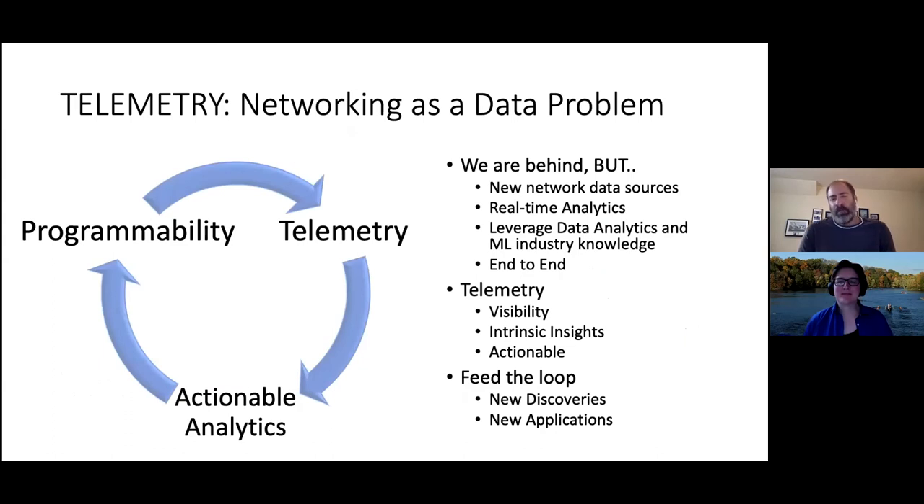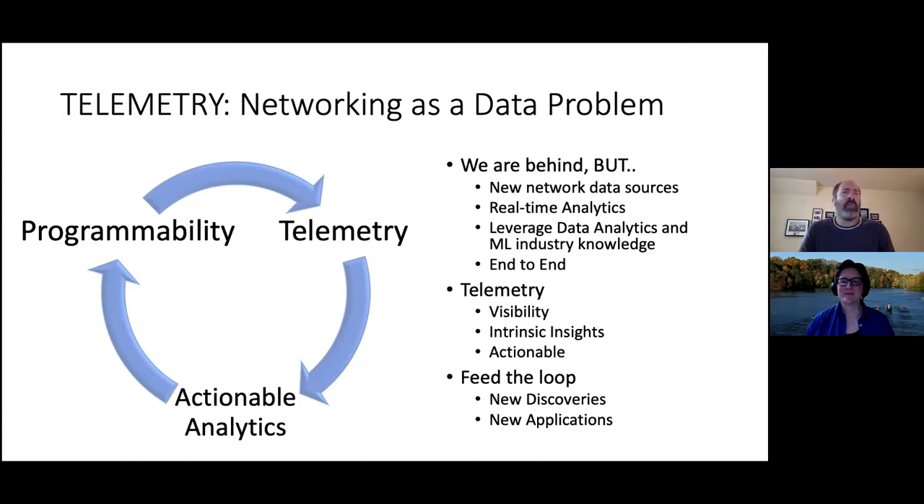So we're falling behind from a networking perspective. The rest of the industry has moved into data as the mechanism for understanding their systems, managing their systems, and programming their systems. And we're not there yet. But I believe that now we're in a position where we can turn networking into a data problem and leverage all the tools and all the advances in that area to make networking a better service. And that's all enabled by telemetry.